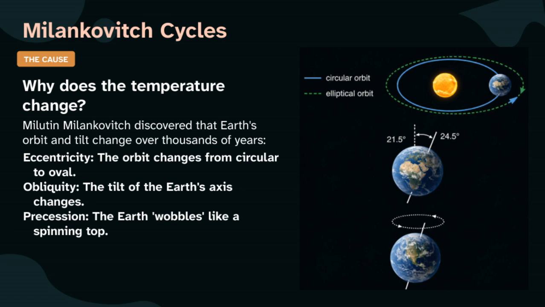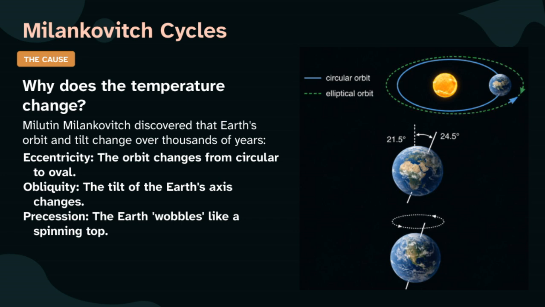Milankovitch was a scientist who showed that Earth's orbit and tilt change over thousands of years. These changes affect how much solar energy different parts of Earth receive. There are three main cycles. The first is eccentricity. Eccentricity means the shape of Earth's orbit around the Sun changes. Sometimes the orbit is more circular. At other times, it is more oval. This affects the distance between the Earth and the Sun during parts of the year.